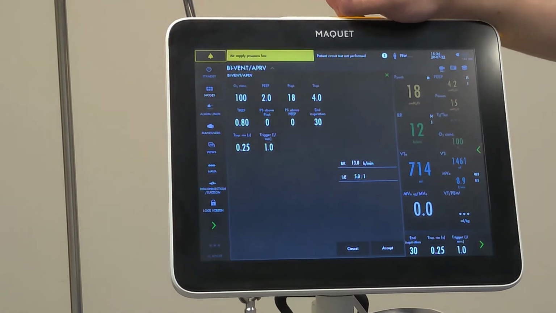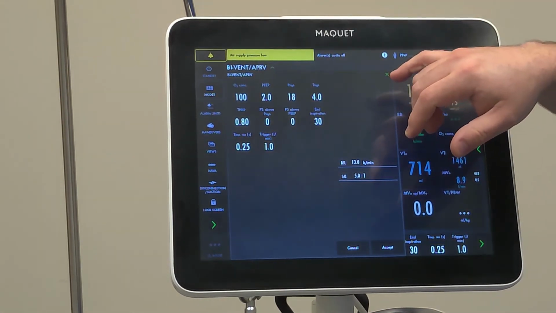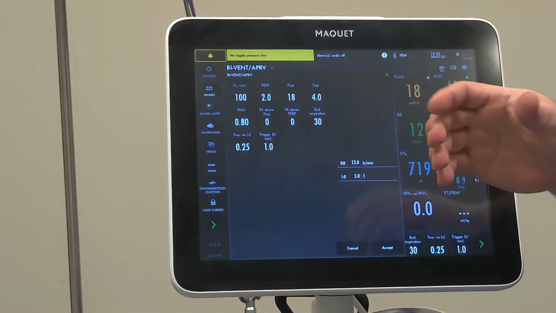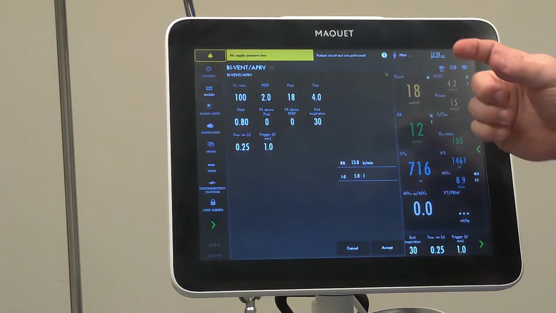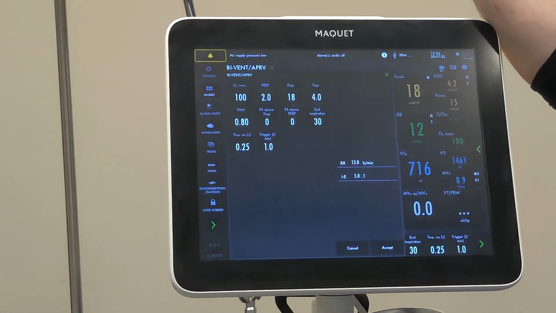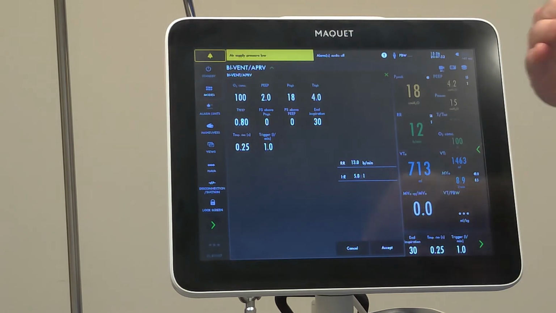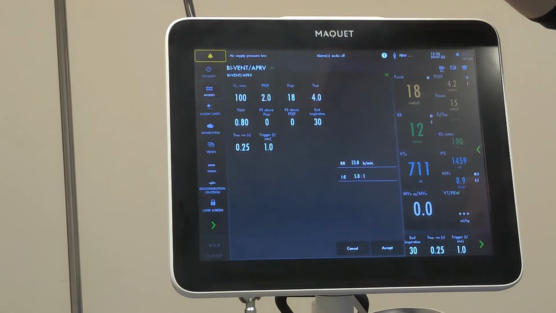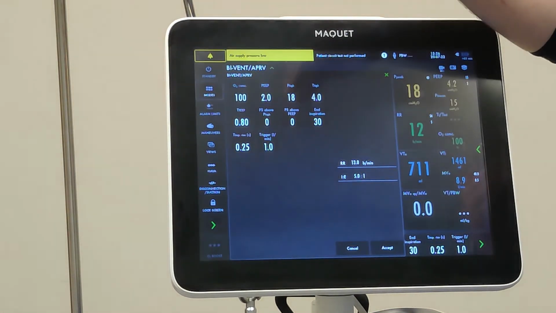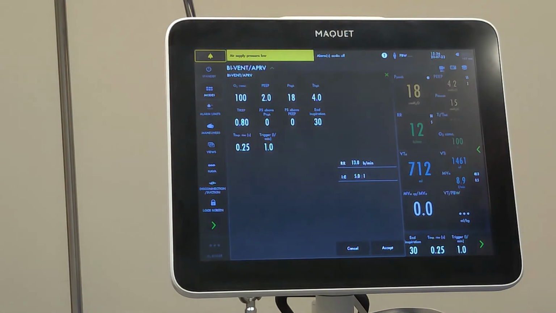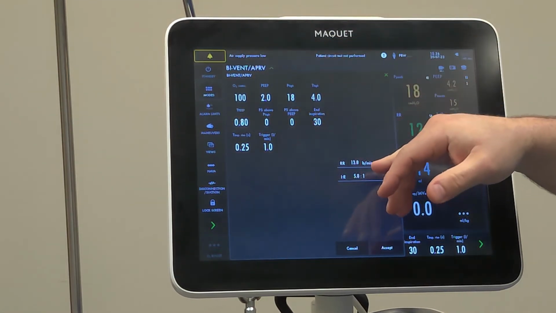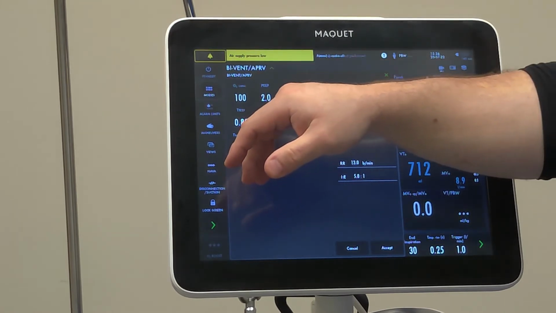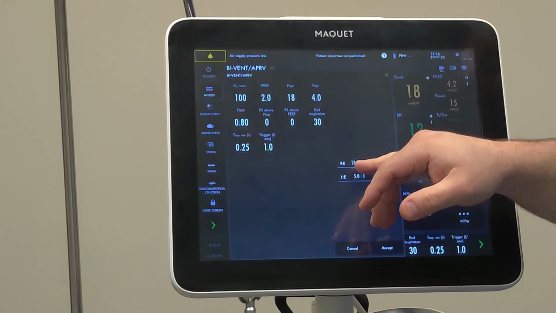Okay, final thing I want to touch on in APRV mode. Unlike other modes where you can set the rate, here the rate is set by your I times, the times that you've set. So I have a T high and a T low. When you add those together, that's your total ventilation time, total cycle. And how much time you have on your total cycle is how much time you'll have in a minute. The ServoU will actually calculate this for you. I set a high time of 4 and a low time of 0.8, and it tells me that my respiratory rate is essentially 13.